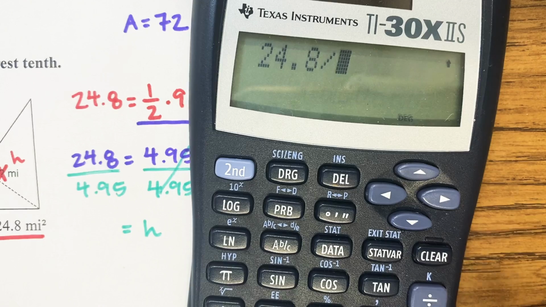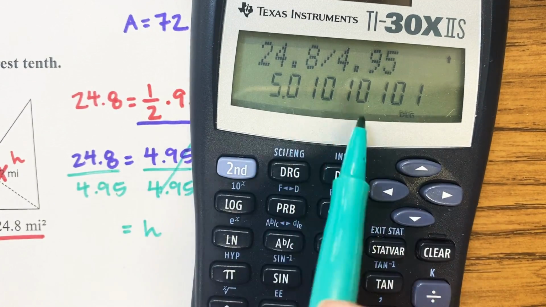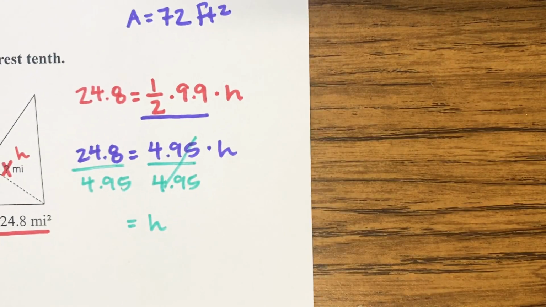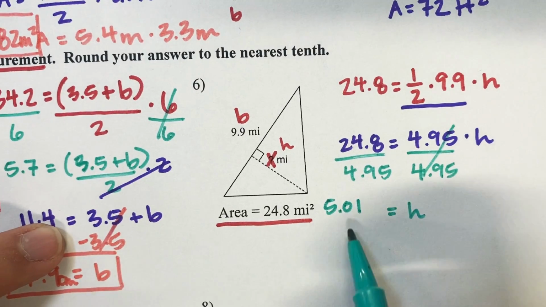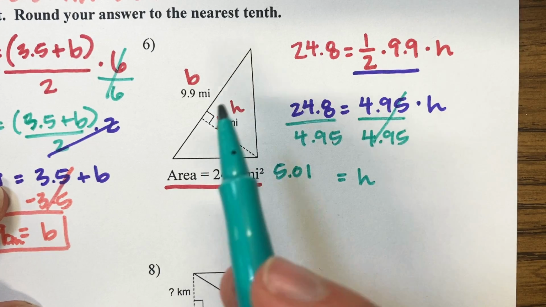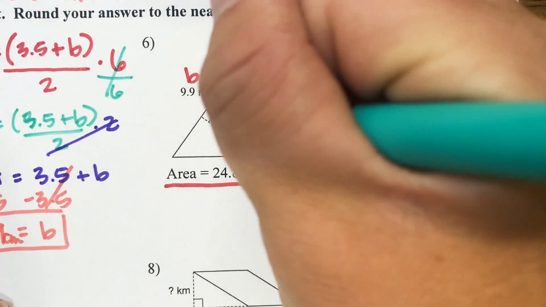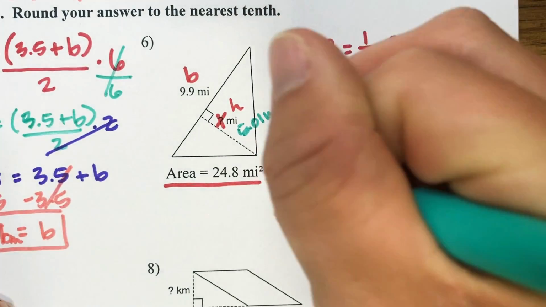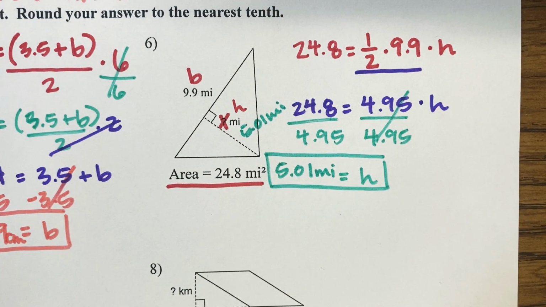24.8 divided by 4.95. And we get this huge long repeating decimal, so we're just gonna round it to right there. 5.01. 5.01 what? I gave myself a little space this time. What are my units of measurement? Miles. So we know that this is 5.01 miles. And we found our missing measurement.